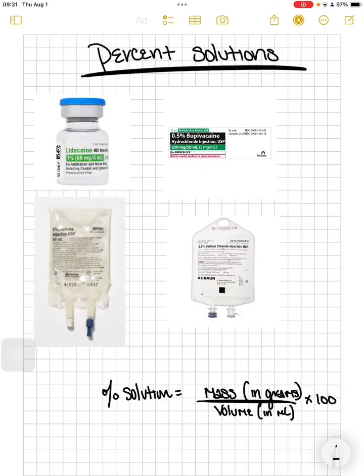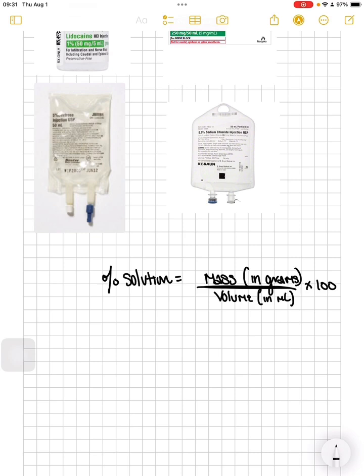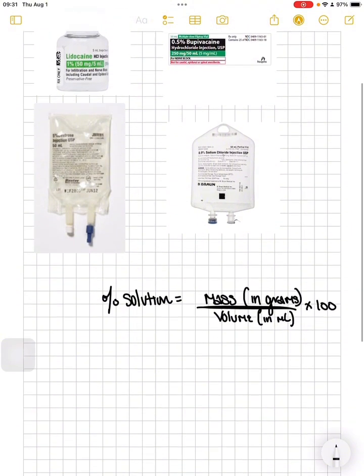If you've been in pharmacy for a certain period of time, you've probably seen vials or bags that look like this. Lidocaine 1%, bupivacaine 0.5%, dextrose 5%, and then normal saline or 0.9% sodium chloride. What those percent solutions really are, in terms of grams of medication over the volume, is grams over milliliters times 100. So a faster way that I do this personally is just move the decimal place over for the percentage.